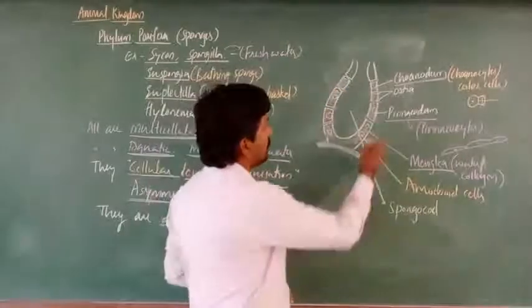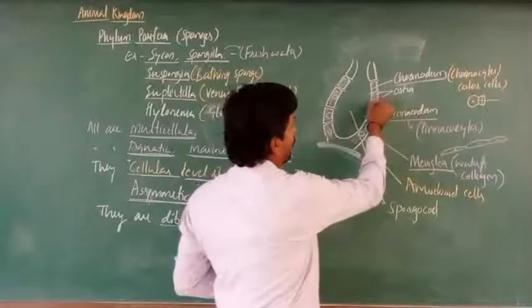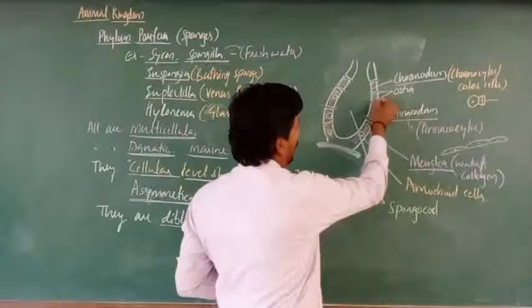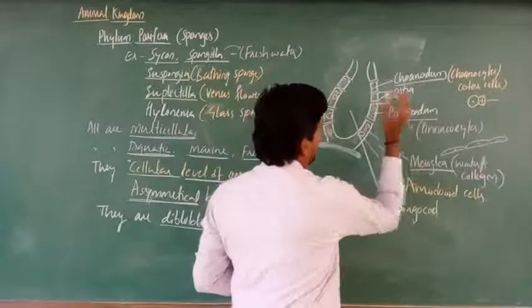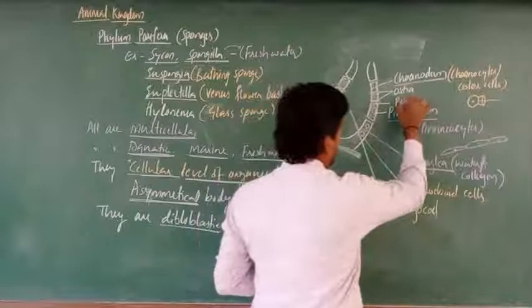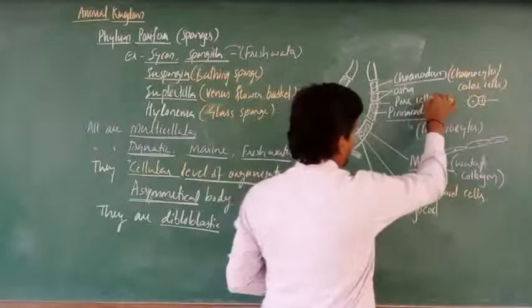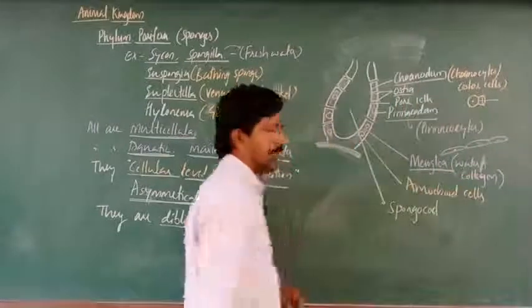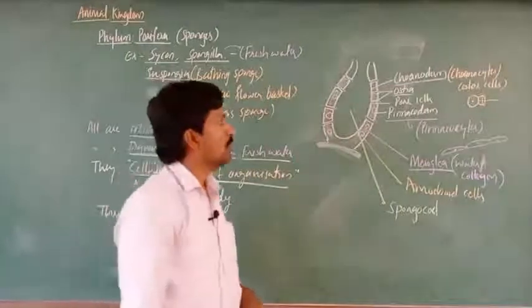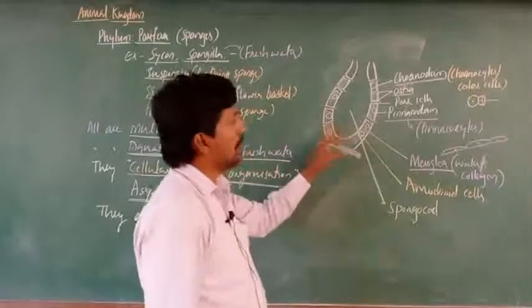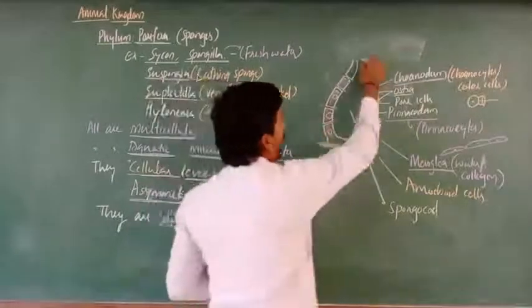And as you know, these are the pores which are formed by the special elongated cells here. These cells are called pore cells. Pore cells which form the ostia, right? So this is about the body wall, and this is as well the osculum.